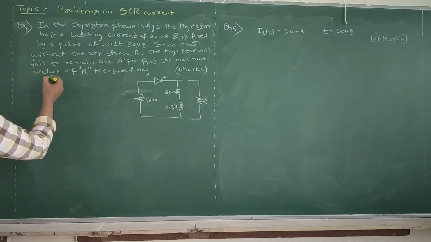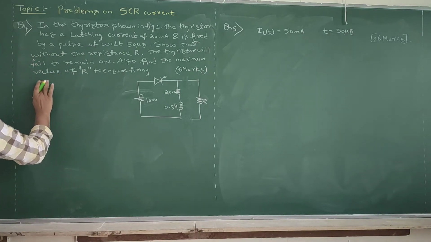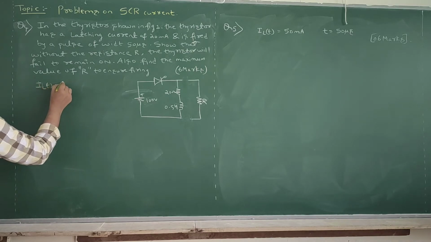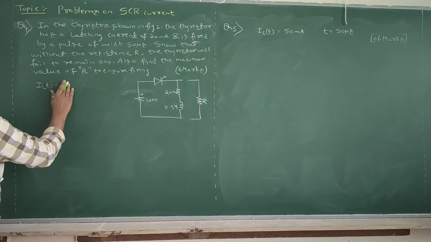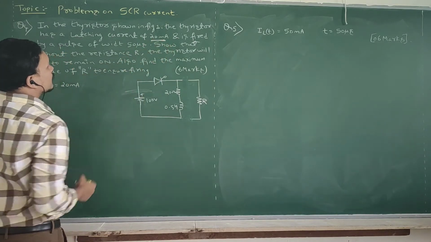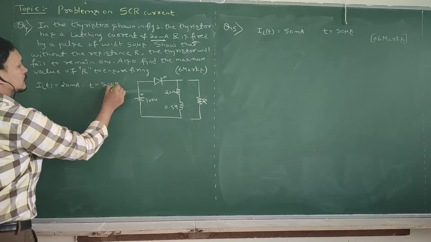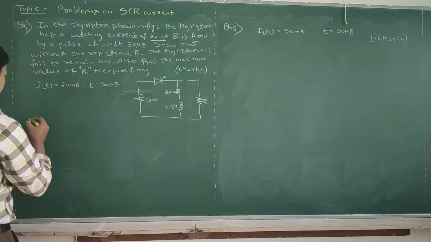See guys, write the data given. What is the latching current given? IL of t is given how much? 20 milliamperes. This is the latching current, 20 milliamperes. What is the corresponding time? 50 microseconds.